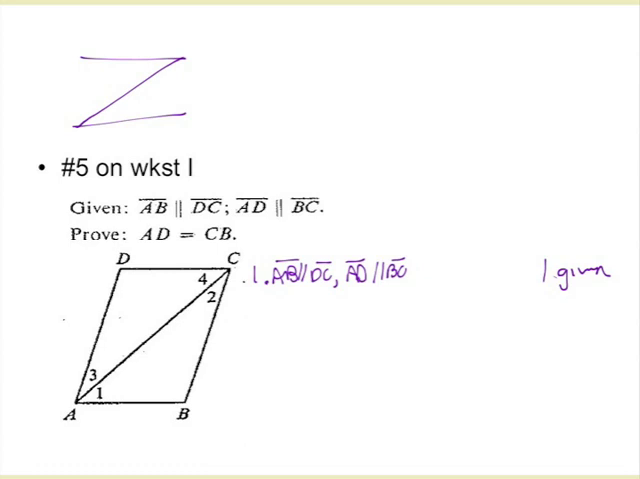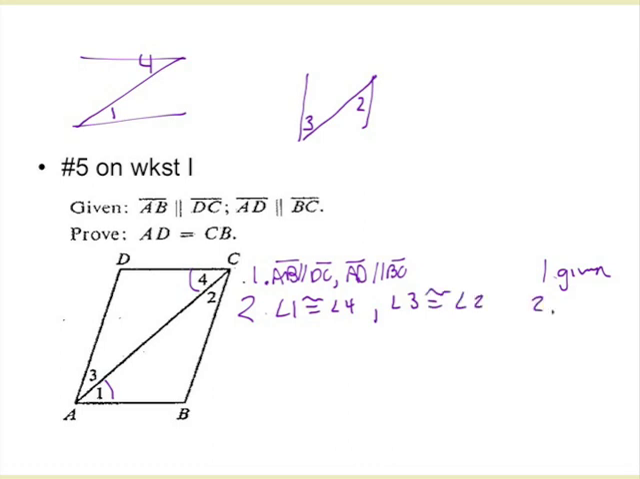Which pair of angles does it make? 1 and 4. So I can say angles 1 and 4 are congruent. But I'm also given AD and BC are parallel. So I can draw that zigzaggy as well, which gives me angles 3 and 2. We can do those in the same step because they are the same types of angles. What type of angles are they? AIA. So if parallel, AIA, congruent.